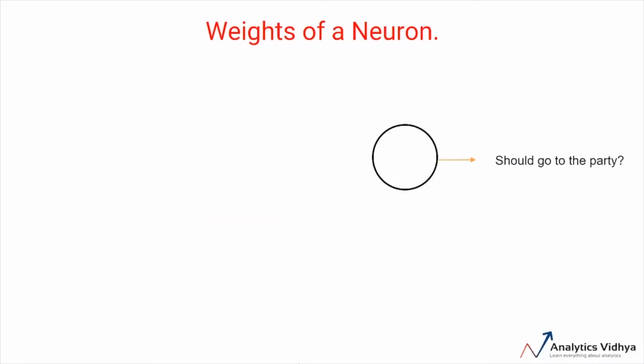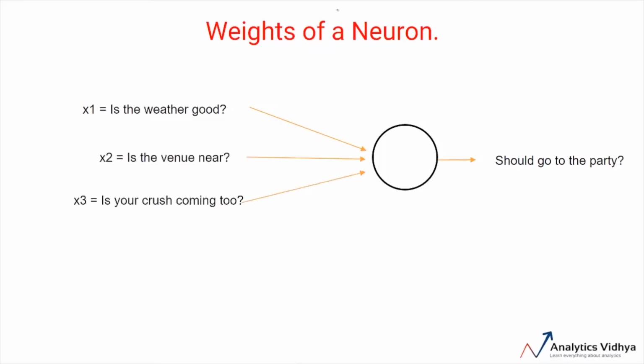Suppose today is a college party and you have to decide whether you should go to the party or not based on some input conditions such as: is the weather good, is the venue near, is your crush coming? That is, if the weather is good, then it will be represented by a value of 1. Otherwise 0. Similarly, if the venue is near, it will be represented by 1, otherwise 0. Similarly for whether the crush is coming to the party or not.